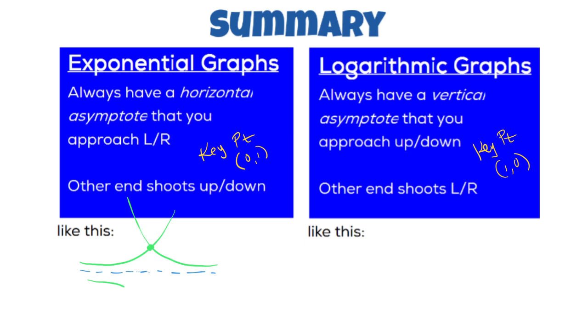And these graphs will always have a vertical asymptote. So you're going to have some sort of vertical asymptote that you're going to be approaching upward or downward. You're going to be close to it, and then you're going to shoot off to the side. You're shooting away from the asymptote, and you're going to shoot left or right. It might reflect or something, but you're always shooting off away from the asymptote after you've hit that key point. I don't know, just some things to try to help.